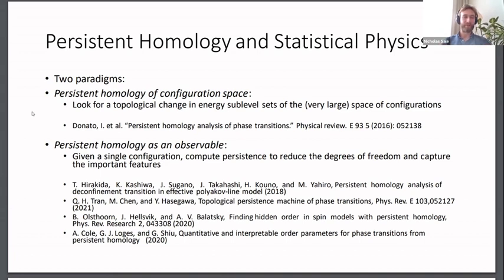On the other hand, what I want to talk about is persistent homology as an observable, where we're going to take a single configuration and compute persistence in some way in order to reduce the degrees of freedom and capture the important features in those configurations. And this is the approach that's seen a lot of attention recently, with a lot of papers coming out over the last couple of years.